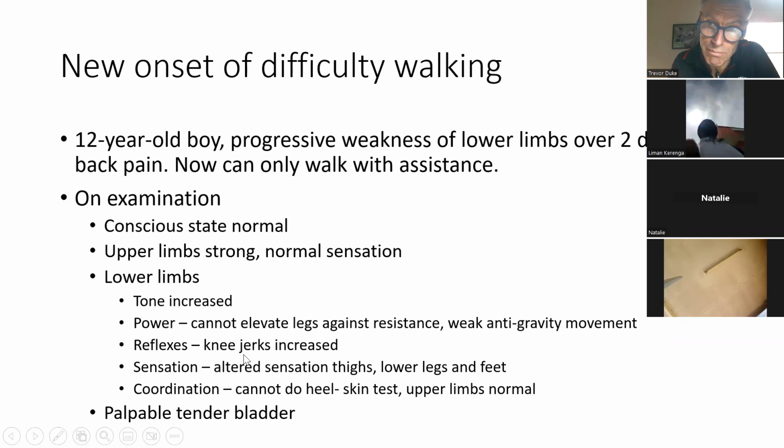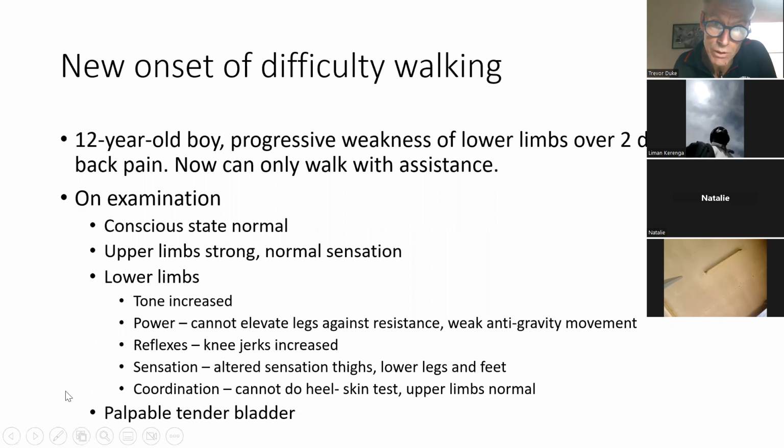His knee jerks were markedly increased, and he had altered sensation in his thighs and his lower legs and in his feet. And he couldn't do any heel-shin test or any tests of coordination. But his upper limbs were normal. He could do the finger-nose test with his hands, and he had a palpable tender bladder.